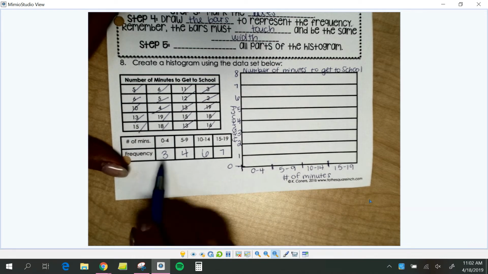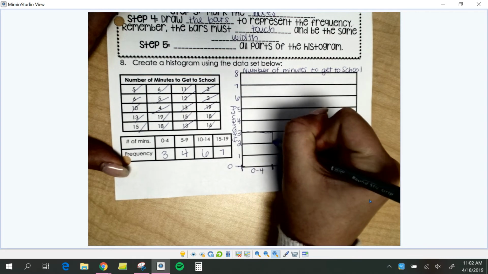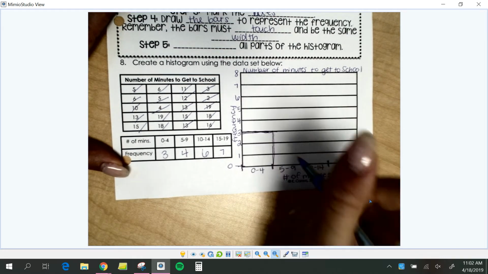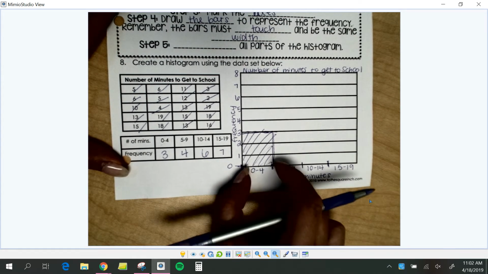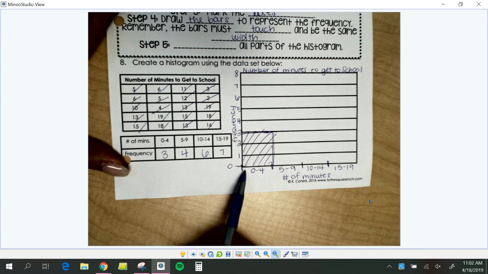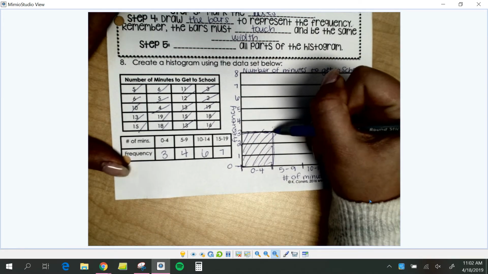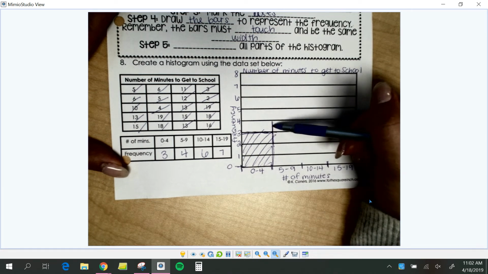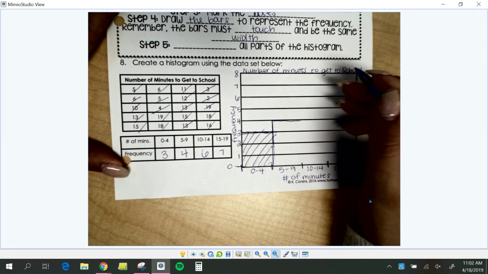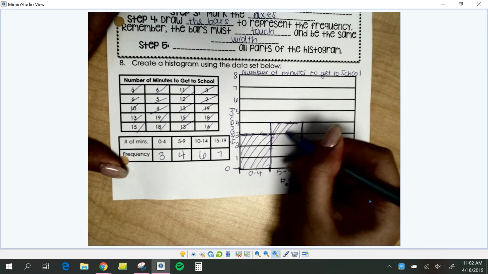So 0 through 4 goes up to 3. There's 3 in that group. So I draw my bar line up to 3. And if you want to shade it in, you can, to show that there's 3 numbers that are 0 through 4. My next one, 5 through 9, I have 4 numbers in there. So I go off to make sure that they touch. I just go off of the last bar that I drew, and I draw up from there to make sure that they touch. And then you can fill that one in.